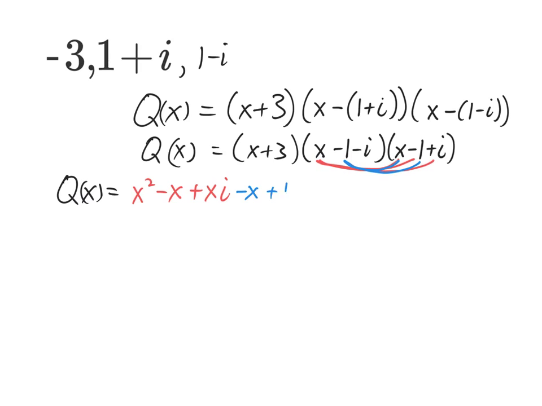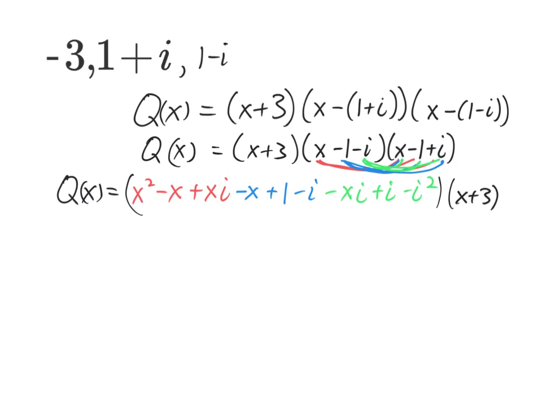And then I'm going to get minus x plus 1 minus i, and then minus xi plus i minus i squared. And then all of this is going to be multiplied by x plus 3. That comes from this right here. So all of these are together.